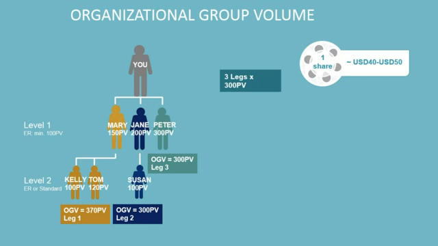So the total number of possible shares you can ever get under Rising Star bonus is 6 shares. So if you have 3 legs of 300 PV each, you get 1 share. And if you add another 2 legs to that with 500 PV each, you get an additional 2 shares.